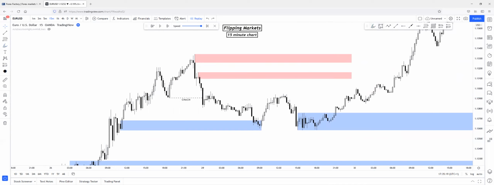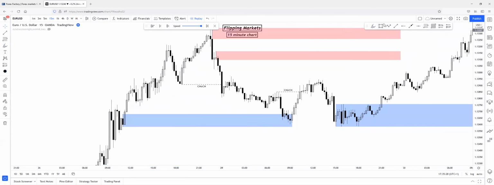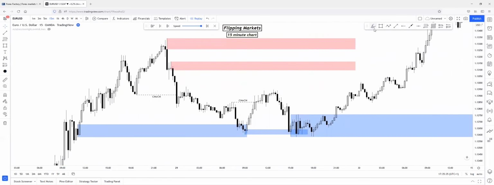Okay, so we marked out this demand zone. As you can see, it reversed the price here, and changed character to the upside again. So here's a change of character up. And actually, this demand zone right here caused the inefficient push and change of character to the upside. And as you can see, price reacted on this demand zone here, just a wick below.